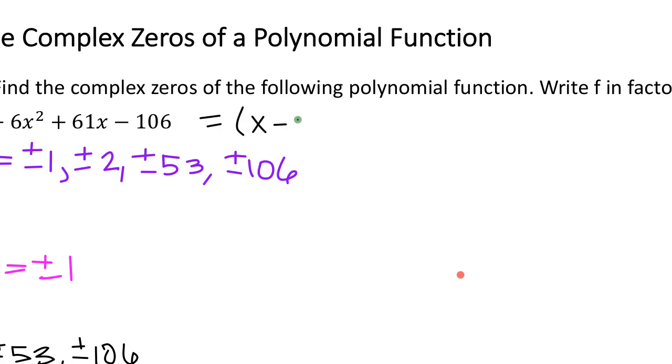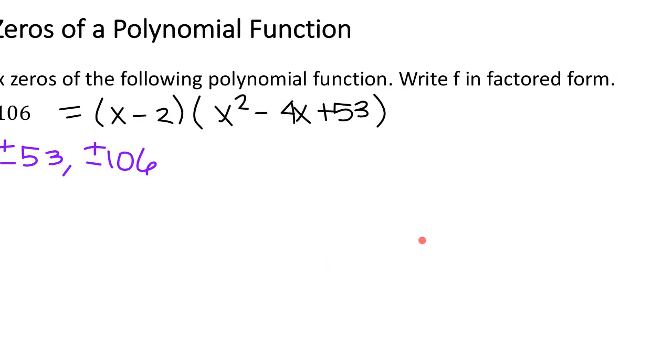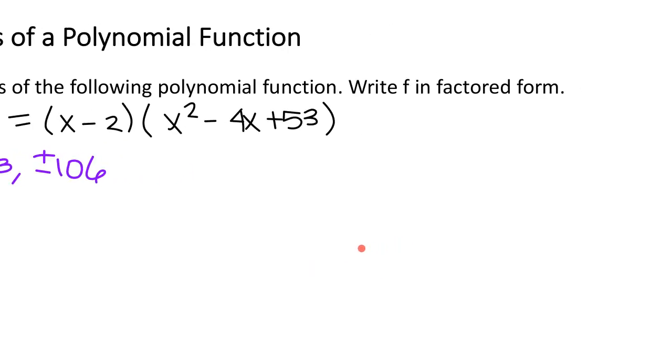We have x minus 2, and then we have x squared minus 4x plus 53. We're not quite done. We want to continue going until we have identified all the zeros. So we have the one zero, that's 2, and that's equivalent to this factor of x minus 2.